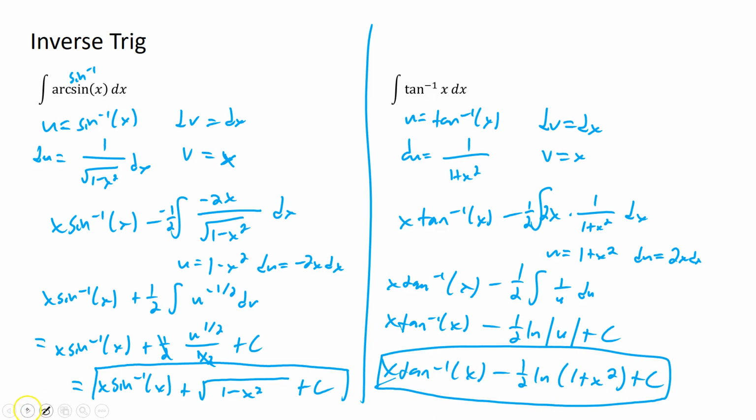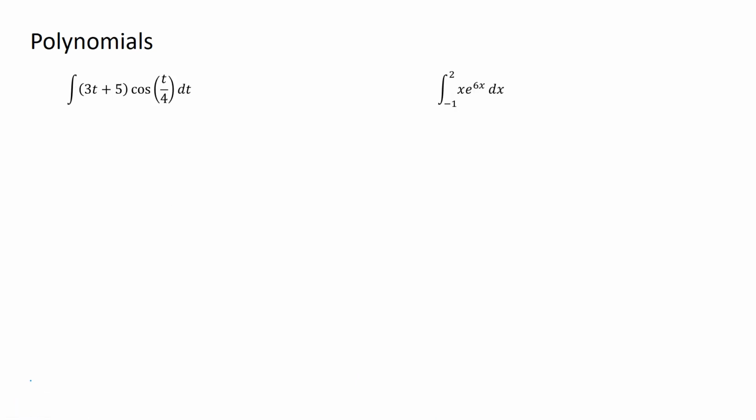Okay. So we've done L and I right now. We did logs, we did inverse trig. Let's try one with polynomials. These are more like the ones we've done in class already, but let's do them anyway. In this first case, my best choice for u is going to be the polynomial here because I don't want it to be trig. So if u is 3t plus 5, then du is 3 dt. And then my dv is everything else, so it's cosine of t over 4 dt.